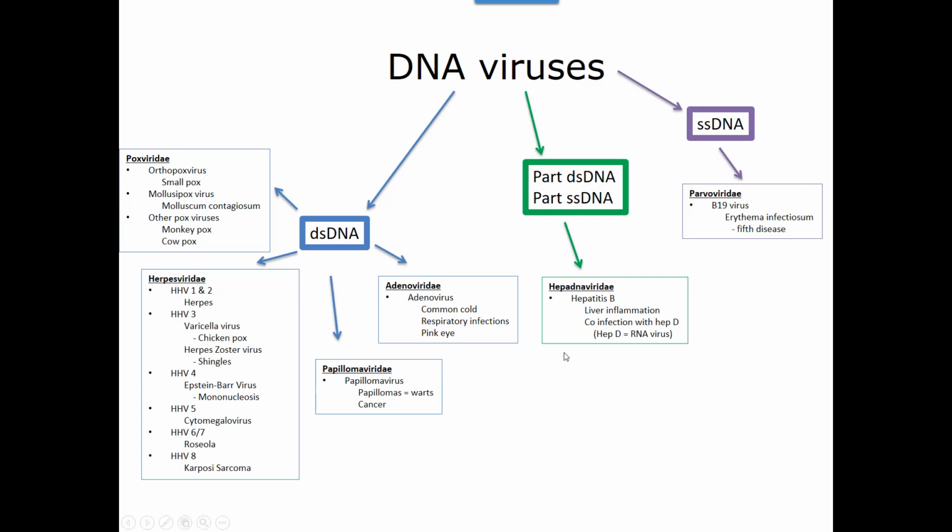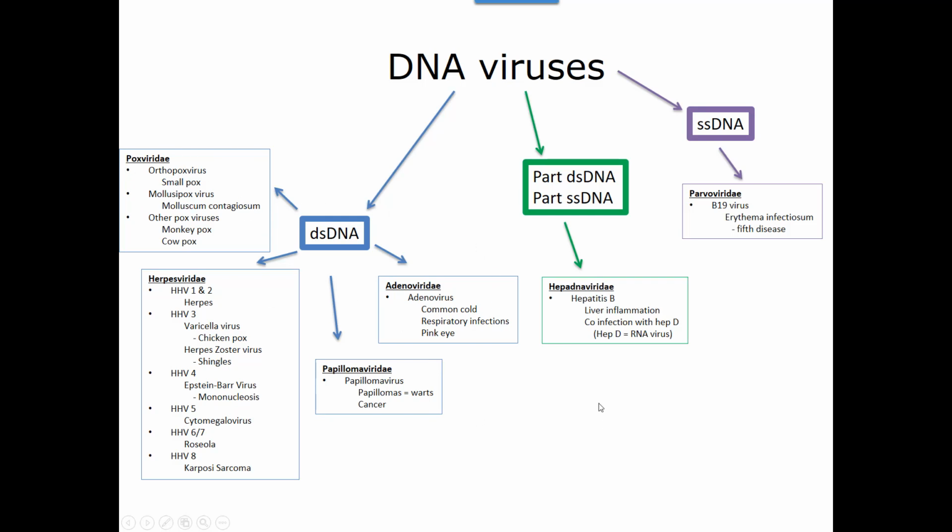So we've got a big chunk of them that have double-stranded DNA, like what we have. We have one small group that has part double-stranded DNA, part single-stranded DNA in its replication cycle. And then we have just one single tiny little group that has single-stranded DNA. So we're going to start down the left and work our way over to the right. We're going to be starting with our double-stranded DNA.